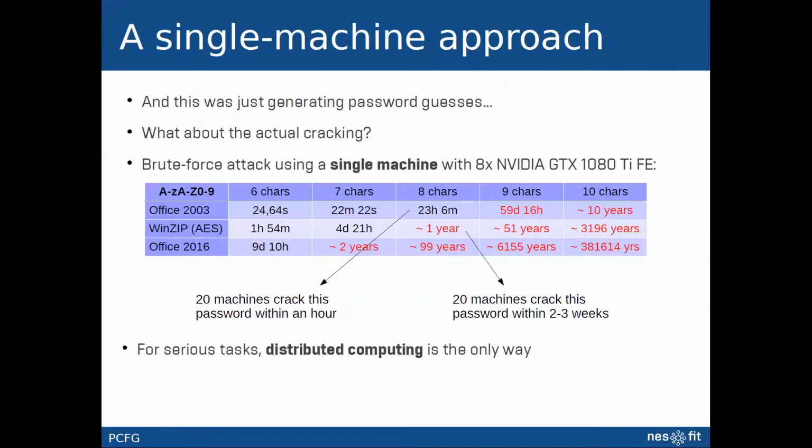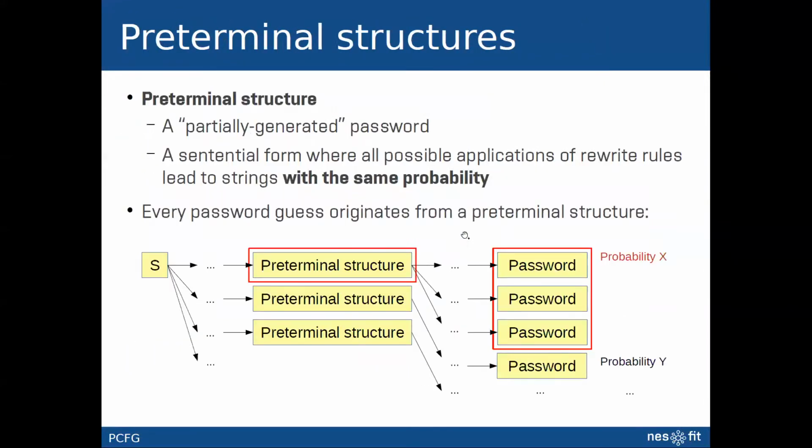But this is just a single machine. If you stack 20 of these machines, you can crack the Office within an hour and the WinZip within maximally 2.5 weeks. So for serious tasks, distributed computing is often the only way. So we decided to distribute these PCFG-based attacks, but how to do this?